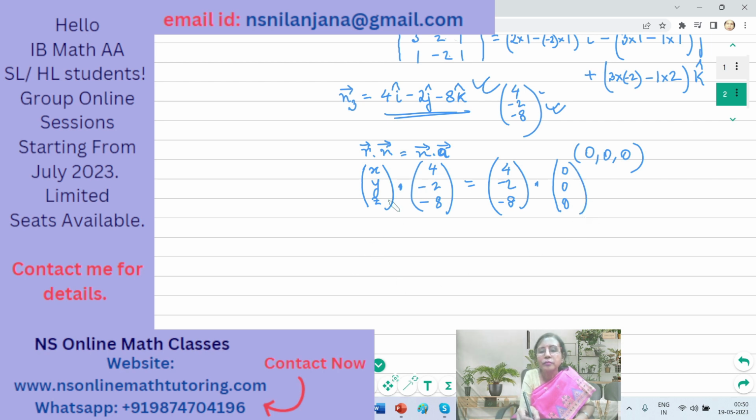Okay. So we have to do the dot product. Therefore, it will be 4x minus 2y minus 8z is equal to 4 times 0 is 0 plus negative 2 times 0 is 0 plus negative 8 times 0 is 0. So this is the equation.